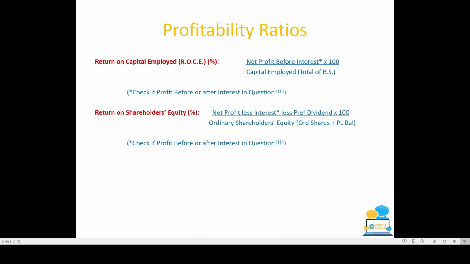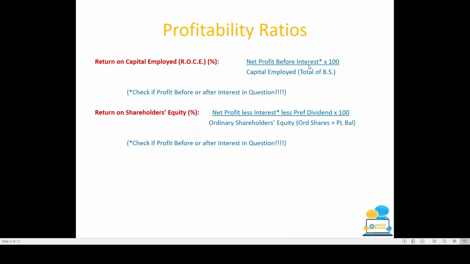Usually net profit is after interest, so if that's the case, we have to add back the interest to get the net profit before interest. And this is nearly always the case. I think the one exception I can remember is in the 2012 paper when the net profit was actually after interest. So that's important. And again, we'll see this net profit before interest in a lot of the ratios.